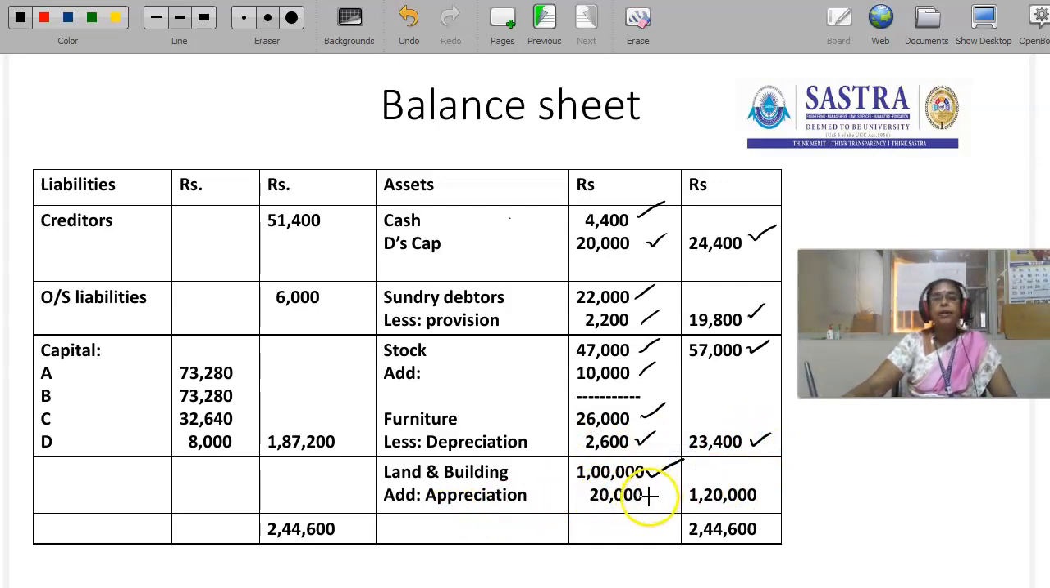Land and building 1 lakh, appreciated 20%, so 20,000. 1 lakh plus 20,000 is 1 lakh 20,000. Creditors have no change, 51,400. Outstanding liability is also the same, 6,000. Capital we have already arrived at: 73,280, 73,280, 32,640 and 8,000. The total of the firm after the admission of D is 1,87,200. This is the balance sheet of the firm after the admission of D.